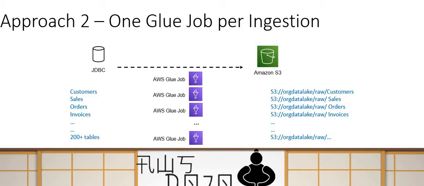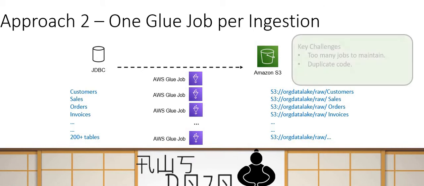That could be another way of doing it. Again, this is going to work. But as I told you, this is the extreme other end, you will see. So one monolithic job was one end, and writing one job per ingestion is the other end. And the key challenge you see with such an approach is, first of all, it's too many jobs to maintain. We are talking about 200 jobs here, which will be very hard to maintain, hard to go and make changes.